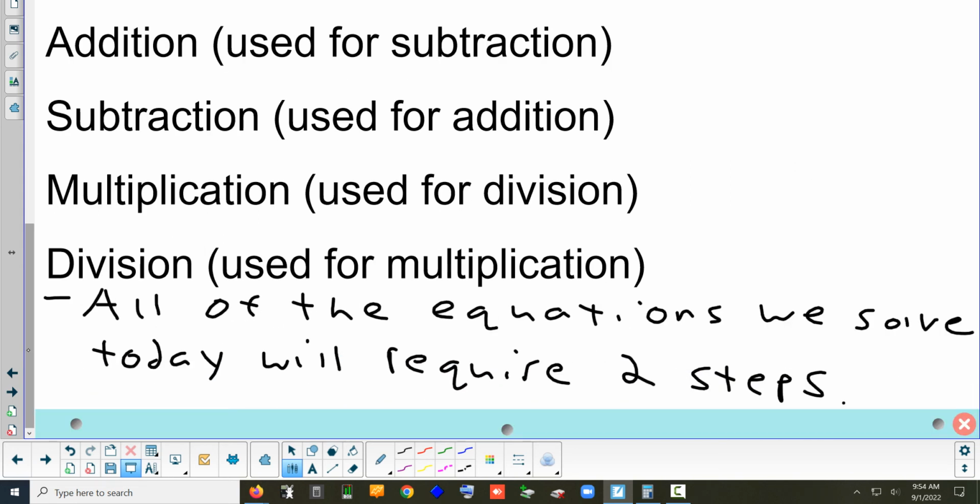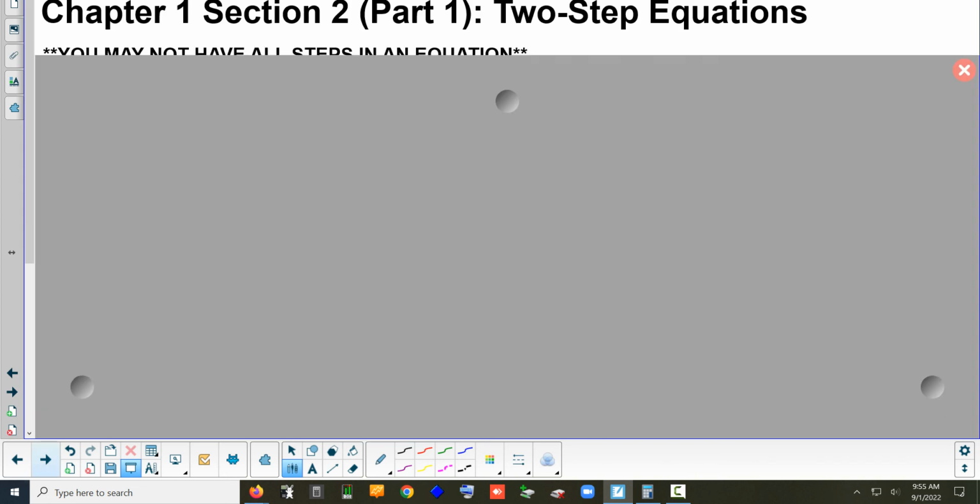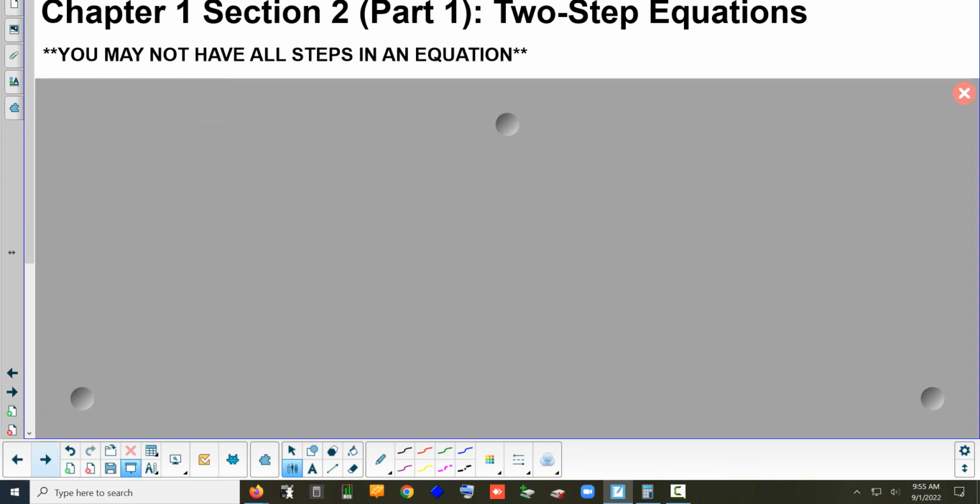So all of the problems we do today are going to have 2 steps. Okay, so I'm just letting you know right away. I'm pretty sure all of them are going to have 2 steps. So let's take a look at the guided notes and go through the order that we solve things in.